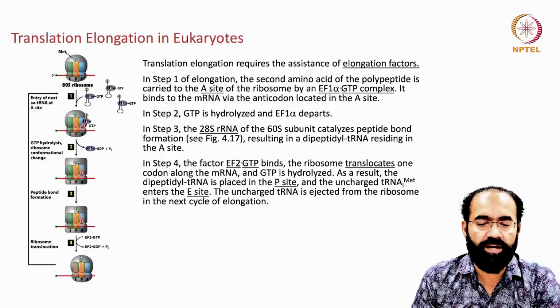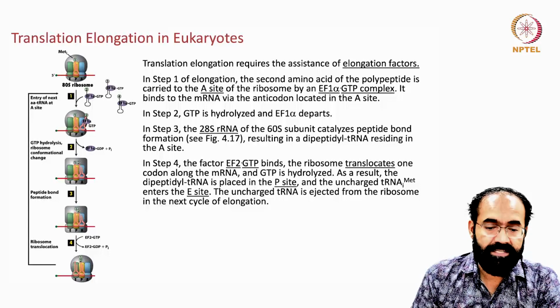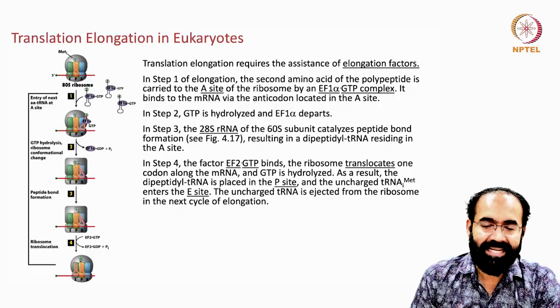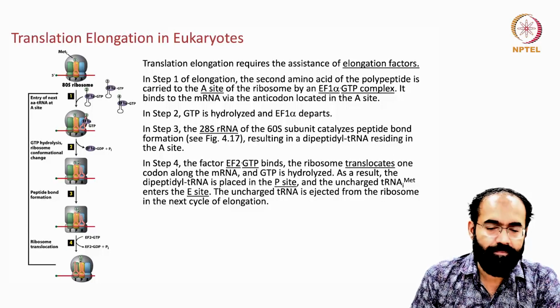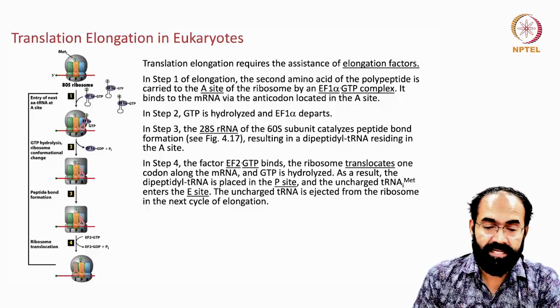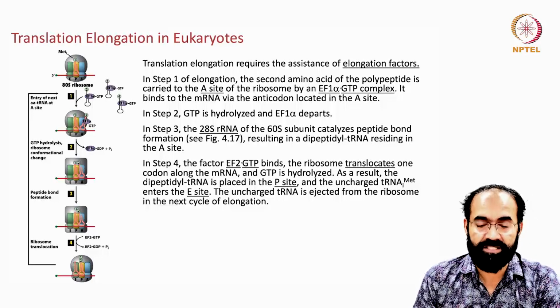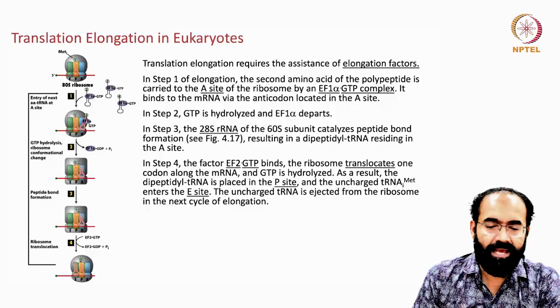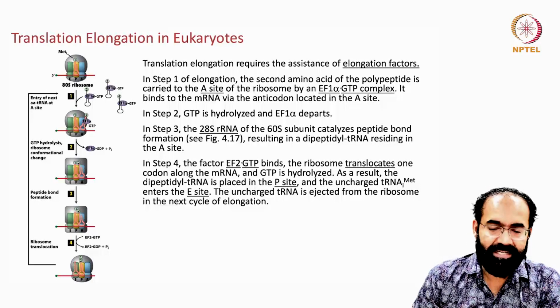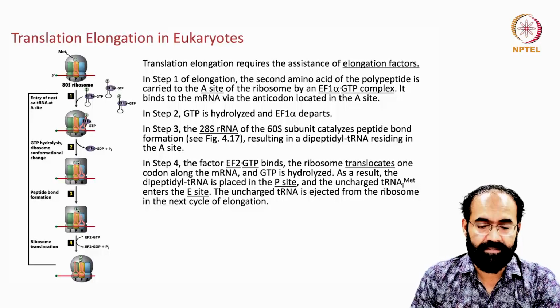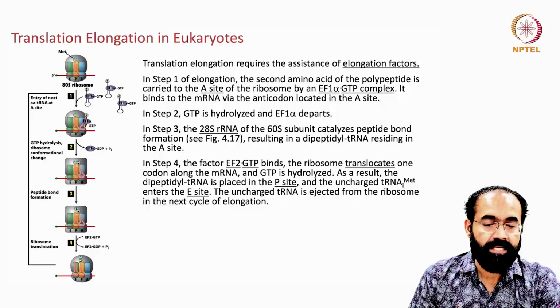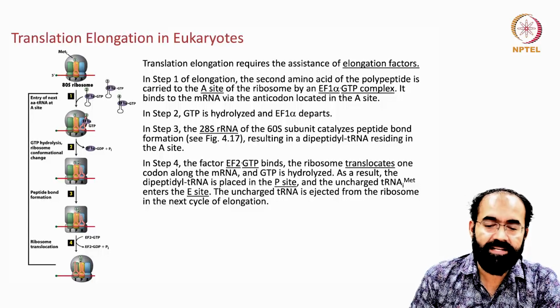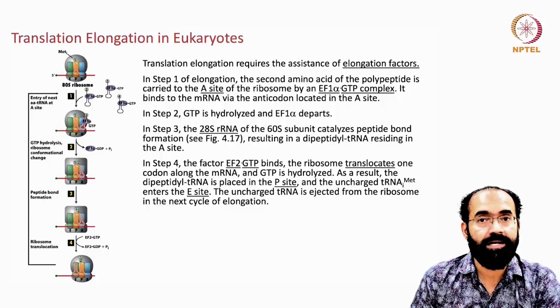Translation elongation requires the assistance of various elongation factors. In step 1 of elongation, the second amino acid of the peptide is carried to the A site of the ribosome by the EF1 alpha GTP complex. Again GTP is utilized. It binds to the mRNA via the anticodon located in the A site, which is the entry site. In step 2, GTP is hydrolyzed and EF1 alpha departs.